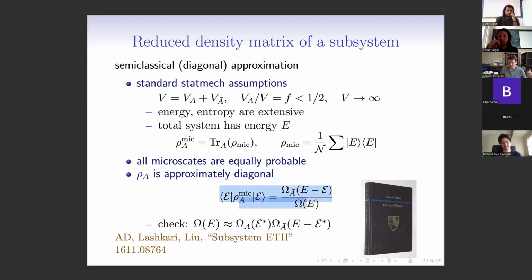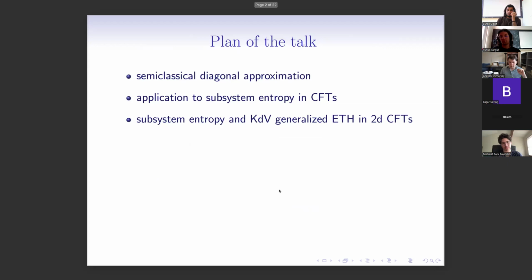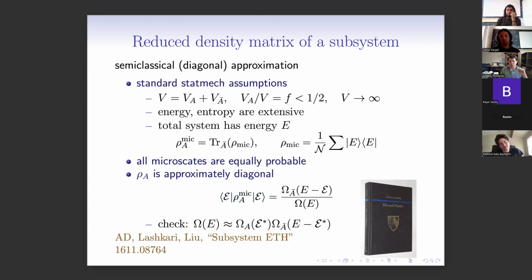So you get this nice, very simple formula, which tells you that the reduced density matrix of the microcanonical ensemble, you take the microcanonical ensemble of the full system, you reduce it to the subsystem, and you calculate the matrix element of this reduced density matrix in the eigenstate of a subsystem, and it's given by the ratio of the total density of states of the complement divided by the total density of states of the full system. How do we know that this formula makes approximate sense?